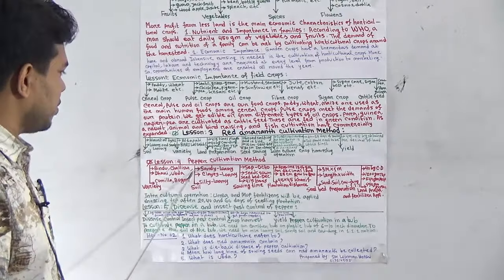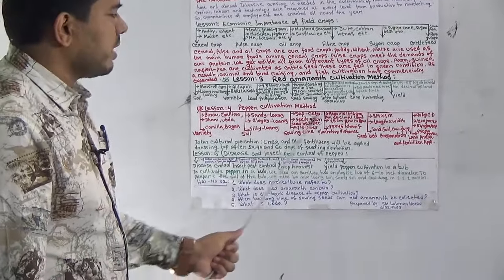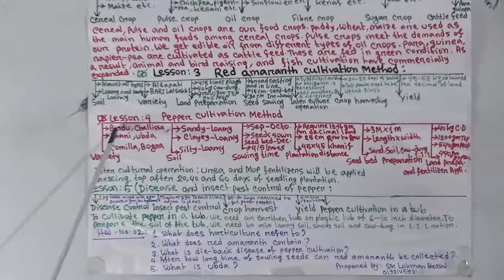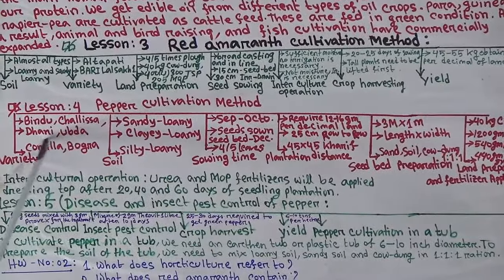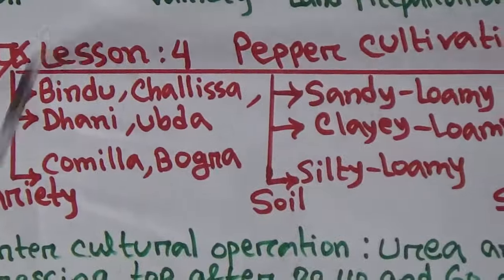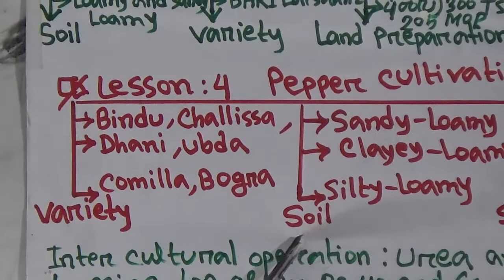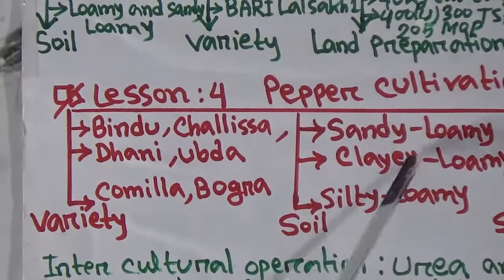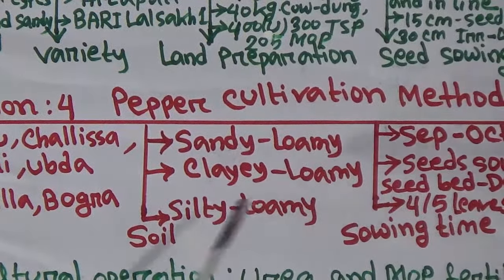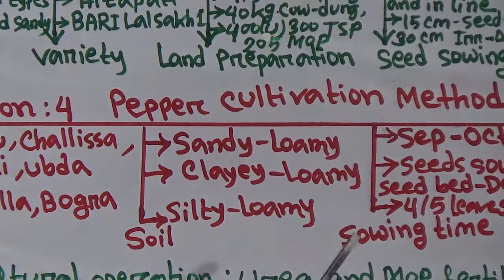Okay, next now go to lesson 4, pepper cultivation method. It's about pepper cultivation method. The varieties of pepper are Bindu, Cholisha, Dani, Ubda, Kumilla, Bogura. These are the varieties of pepper. Next, soil. What type of soil should be appropriate for pepper cultivation? Sandy loamy soil, clay loamy soil, or silty loamy soil should be the best for your pepper cultivation.